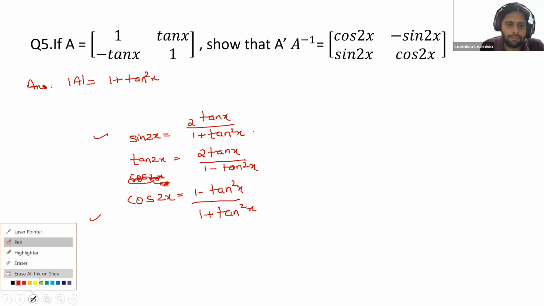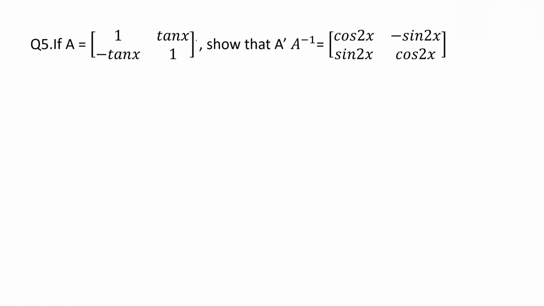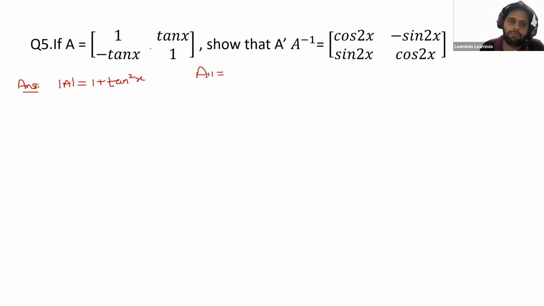I will solve this. So first of all, we will find the inverse. For the inverse, we need the determinant of A. You already know that this is 1 plus tan square x. Let's find the cofactors. A11 will be equal to what? Just remove this, you will get a 1. Then A12 is tan x. Then A21 is minus tan x. And A22 is 1. If you find the adjoint of A, that will be equal to the transpose of this.